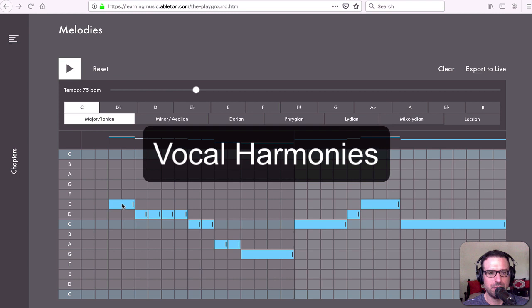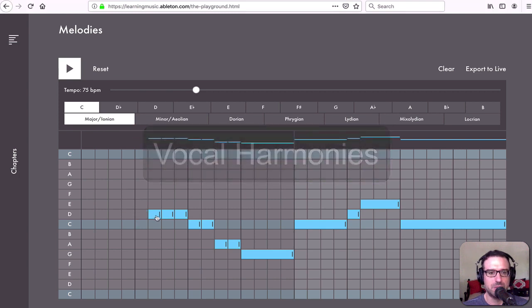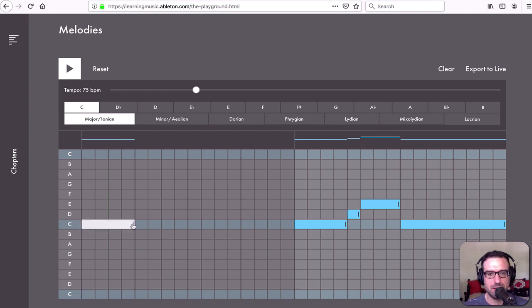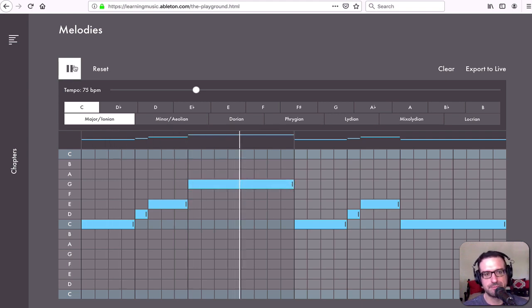So let's simplify what we had as our melody here. So let's get rid of all this stuff. And then I'll put back this. So this was our melody. So a lot of times having a third above or below the melody is a good way to have a vocal harmony. So I can try just adding that to see what that would sound like.